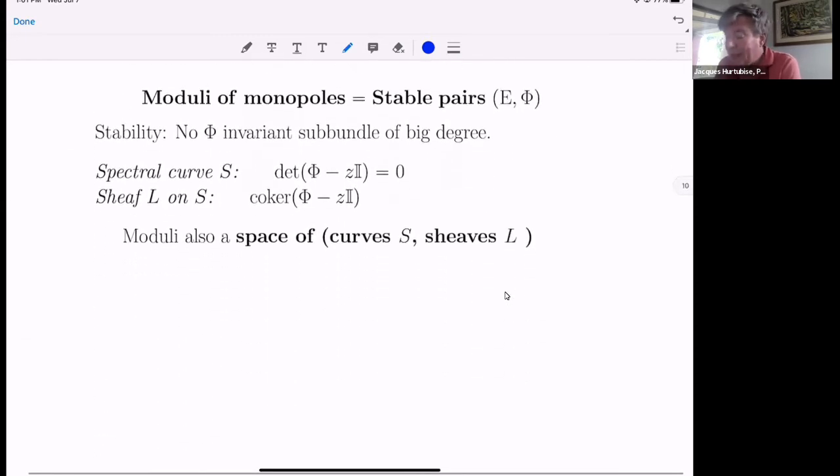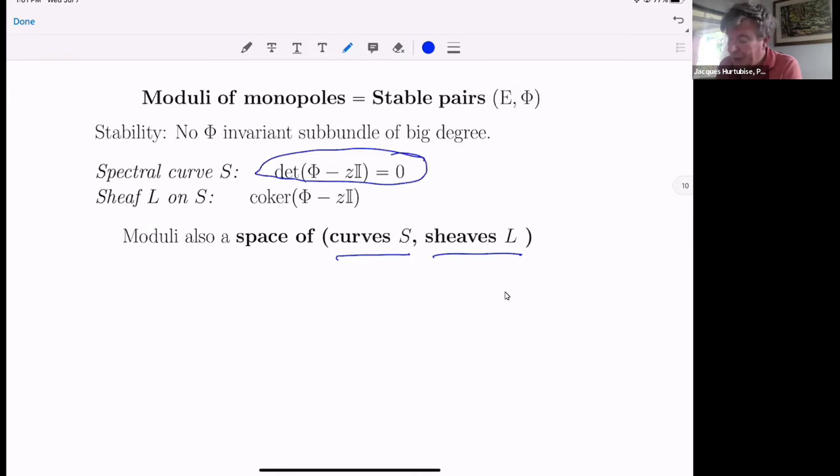But then your moduli, and this is kind of fun, so here I was promising some curves. Your moduli will also be a set of curves given by the determinant here. And you'll get a line bundle as a cokernel. In fact, this is a construction that comes back later.